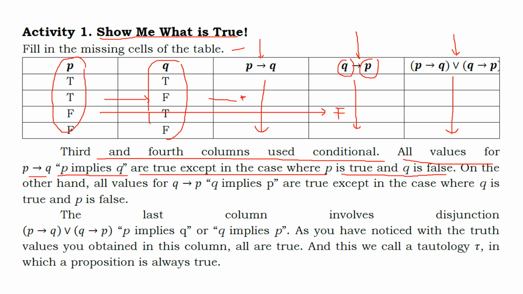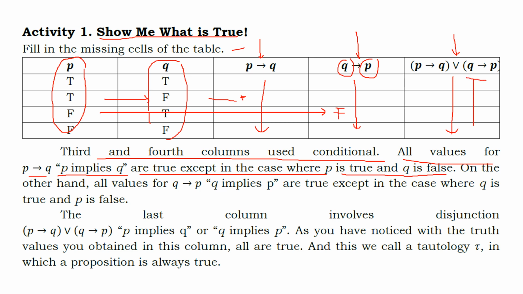The last column involves disjunction, that is, P implies Q or Q implies P. As you have noticed, with the truth values you obtain in this column, all are true. And this we call a tautology. Again, a tautology is a proposition that is always true. That's how we define tautology. Meaning, all truth values under your fifth column are true.